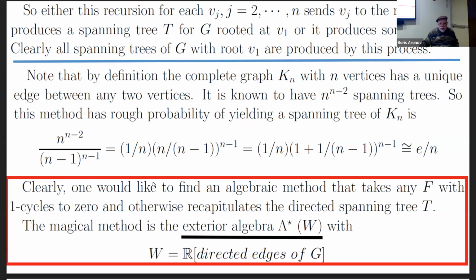If two edges are opposite, yes, I'm only counting them once. The edge going the opposite way is considered the minus of the edge going the other way here.